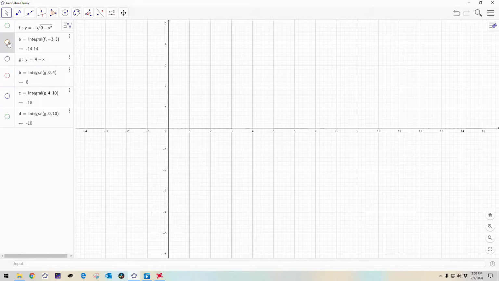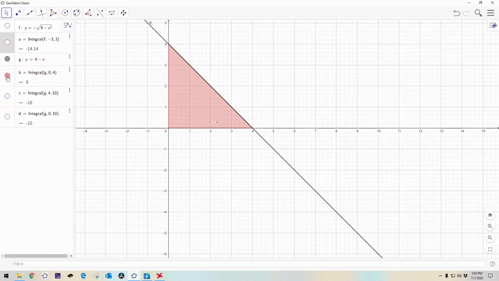Next, I've got the function g of x is 4 minus x, and it's just this line, right? Goes through the 4 and the 4 on the x and y axes. And then I've got the integrals set up here from 0 to 4, and then from 4 to 10. Right? So I've got a positively signed region this time and a negatively signed region, so that if I actually do both of them put together, you can see the integral from 0 to 10 does in fact come out to be the negative 10 for the whole thing.